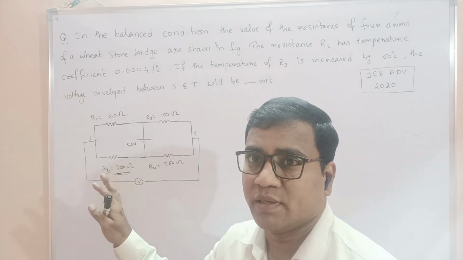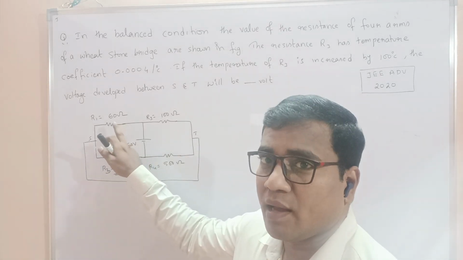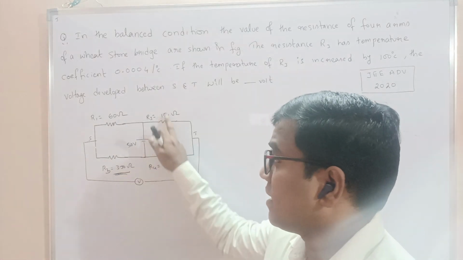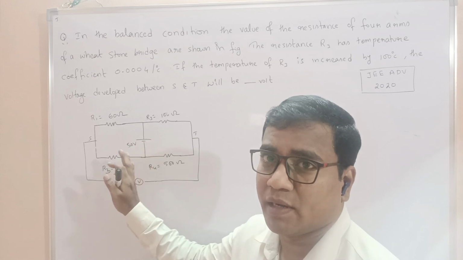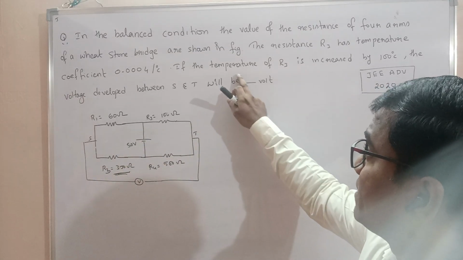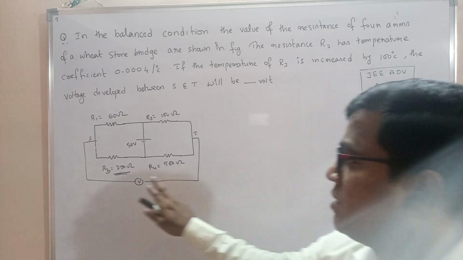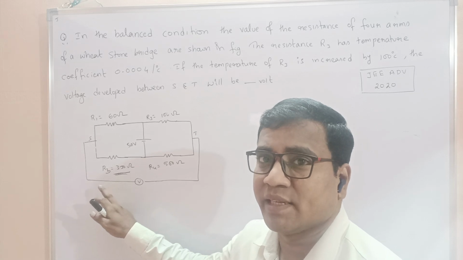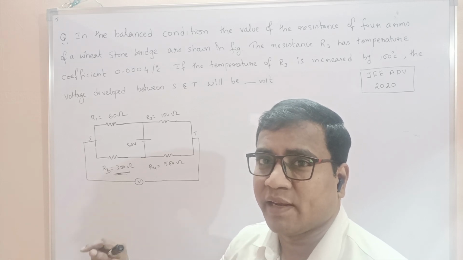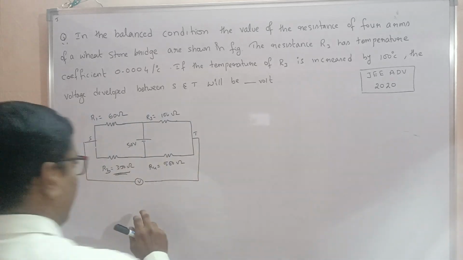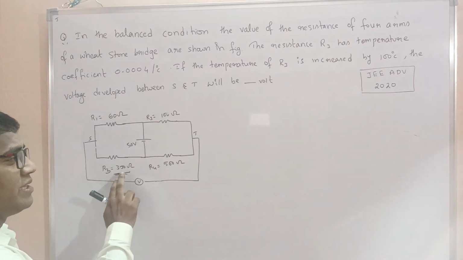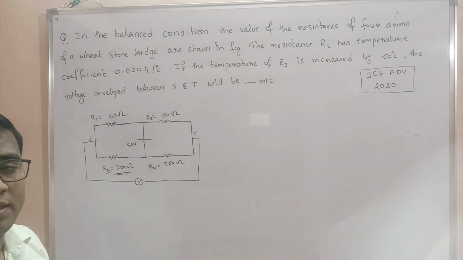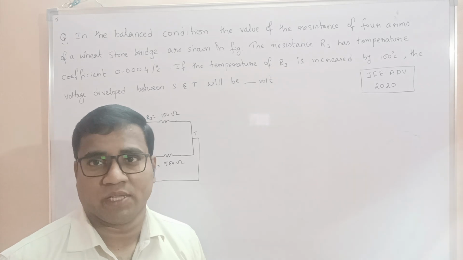Initially it is a balanced Wheatstone bridge. We know under balanced condition P by Q is equal to R by S, so it is a balanced condition. But now the temperature of R3 is increased by 100 degrees. When the temperature increases, the resistance of a conductor also increases. First we will calculate how much it will increase. Then we will find the potential difference between S and T by applying Kirchhoff's voltage rule.